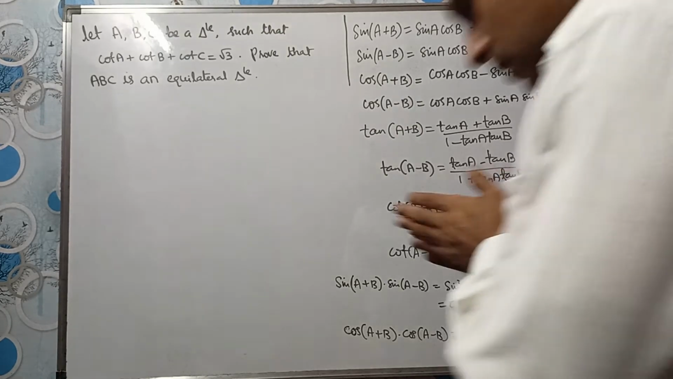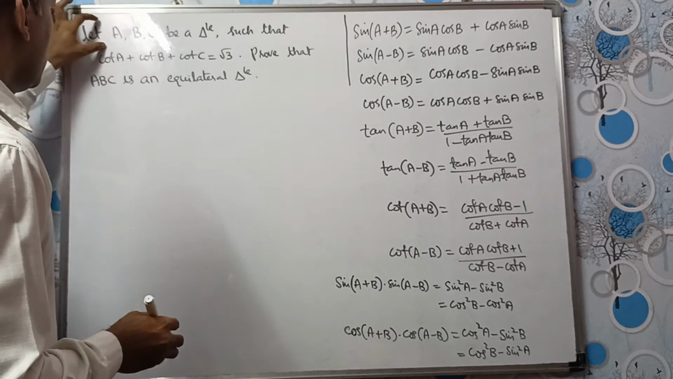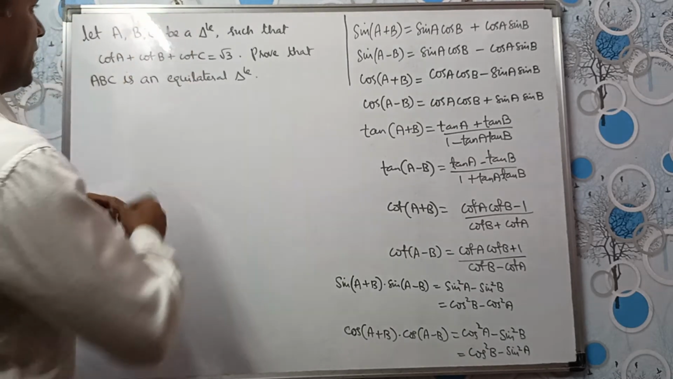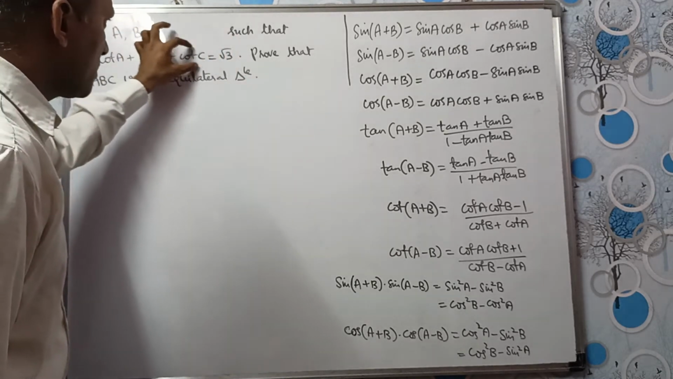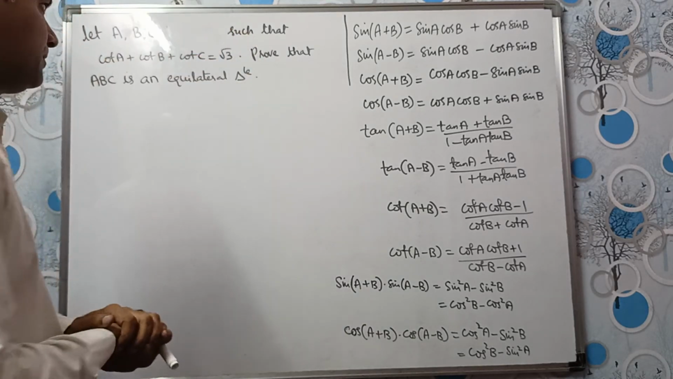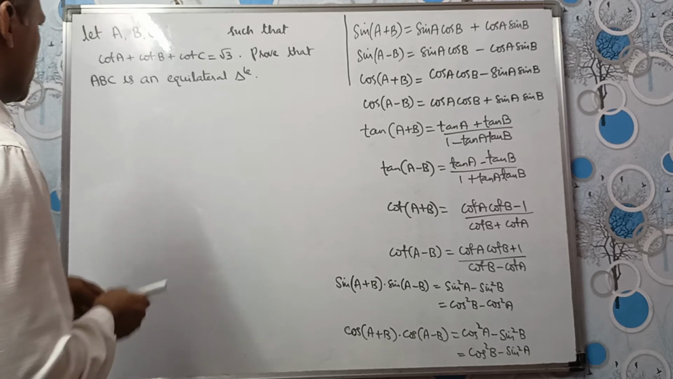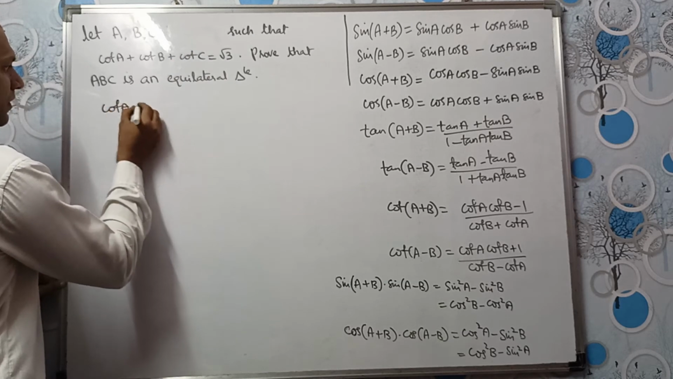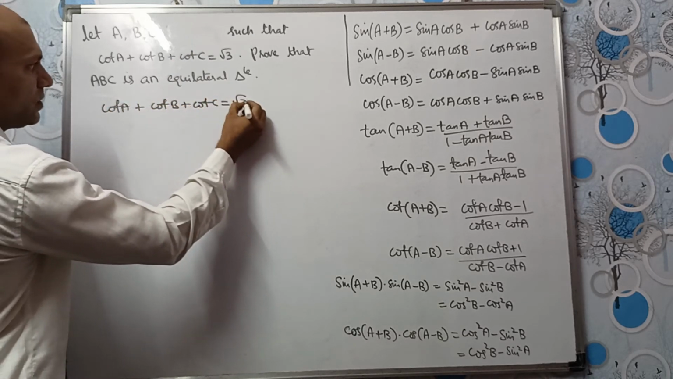Okay, a very interesting question here. Let A, B, C be angles of a triangle, such that cot A plus cot B plus cot C is root 3, then prove that ABC is an equilateral triangle. Okay, alright, what is given to us? Cot A plus cot B plus cot C is root 3, given, right?